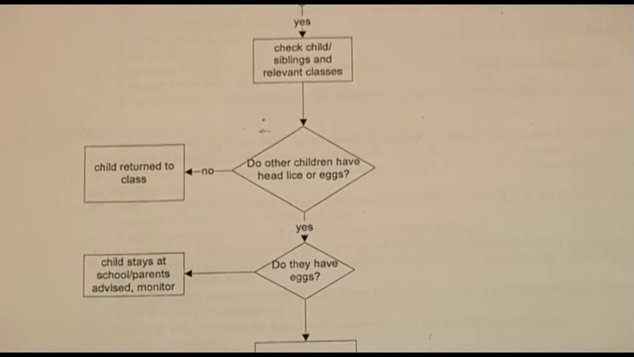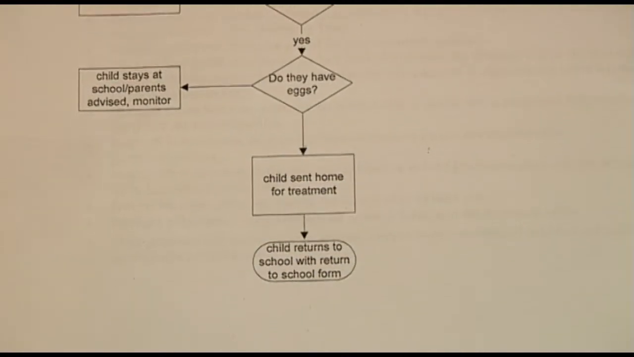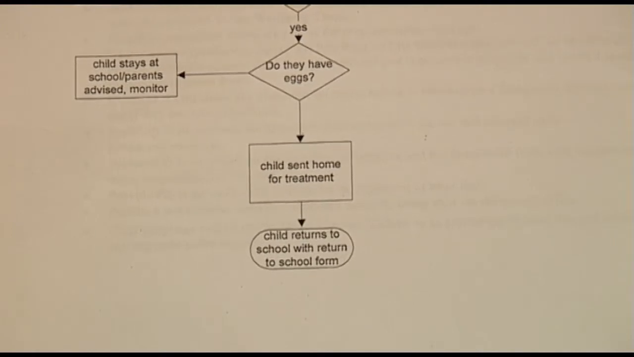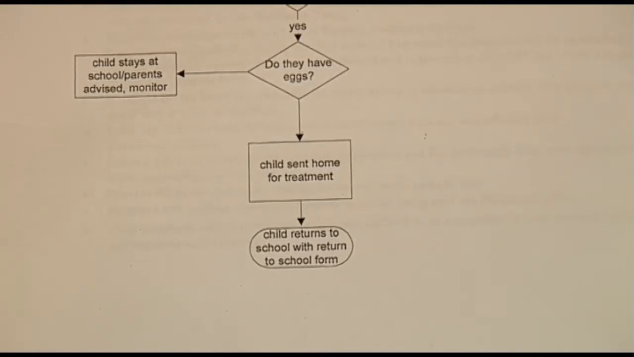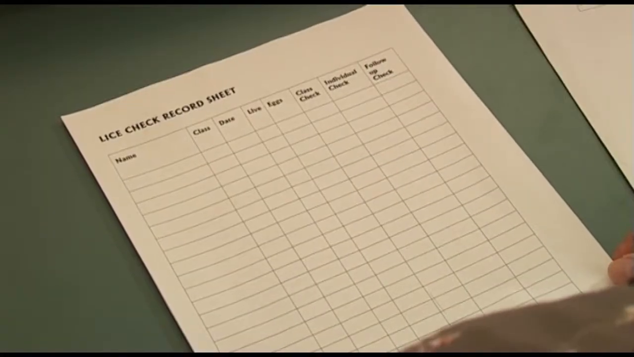We have class lists that we use to check when we're doing a head lice check, and when we record that a child has a problem, we then use a master list so that we can ensure that we follow up those children that are found to have head lice and are sent home, so that we have a process in place where nothing gets missed. We know that we have to do follow-up checks.